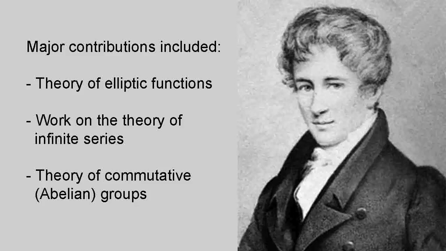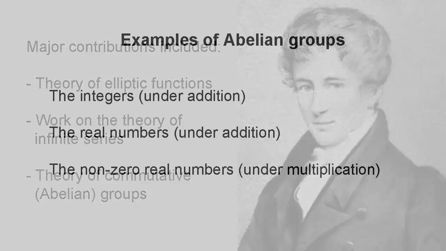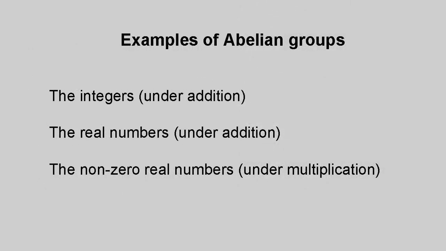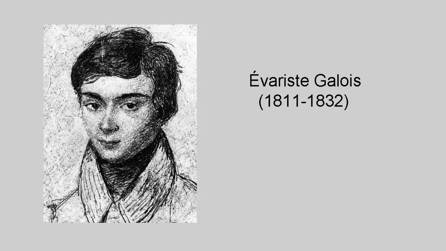Abelian groups are of central importance in modern mathematics, most notably in algebraic topology. Examples of Abelian groups include the real numbers under addition, the non-zero real numbers under multiplication, and all cyclic groups, such as the integers, under addition. The same discovery of these was made independently by Abel's contemporary Évariste Galois, about whom I have made a separate video. Both Abel and Galois died tragically young, Abel of tuberculosis, Galois in a duel.